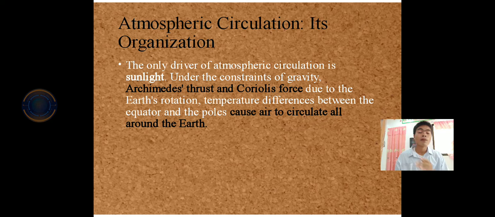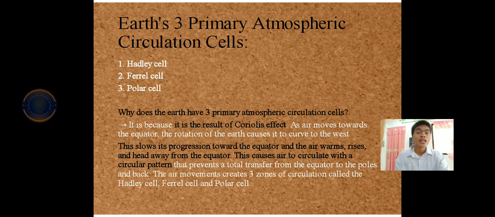This talks about sunlight as the primary source of energy, the sun as the primary source of energy that produces sunlight that heats the land masses and the oceans on the surface of the earth. So, Earth's three primary atmospheric circulation cells. Since we are talking about atmospheric circulation, it has three primary atmospheric circulation cells: one, Hadley cell; two, Ferrel cell; three, the polar cell.